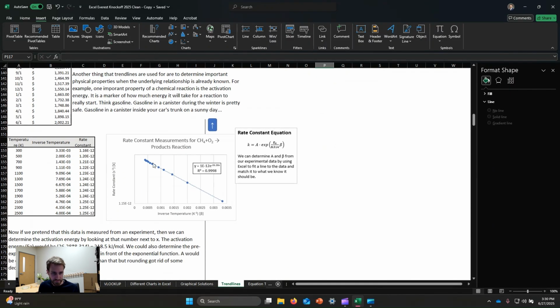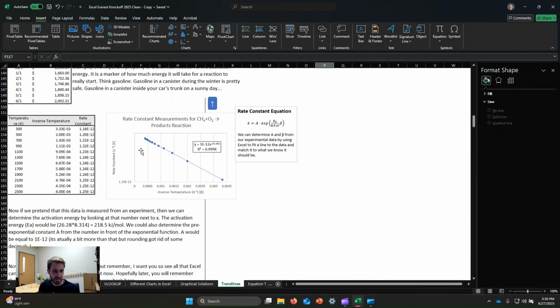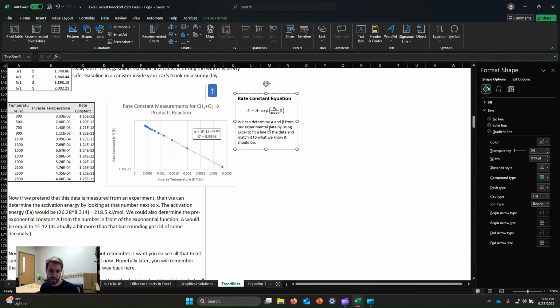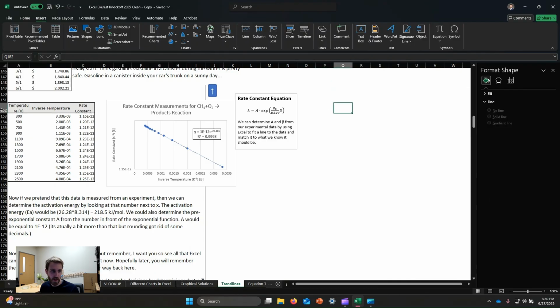Here's another example of a rate constant equation. You could look at a chemical reaction here and see the products coming out and how quickly they come out depending on temperature. We have this equation that we have experimental data for of this chemical reaction, and we can fit that with a line, and we can extract these parameters, this A and beta parameter, and those will give us a lot of information about the chemical reaction.